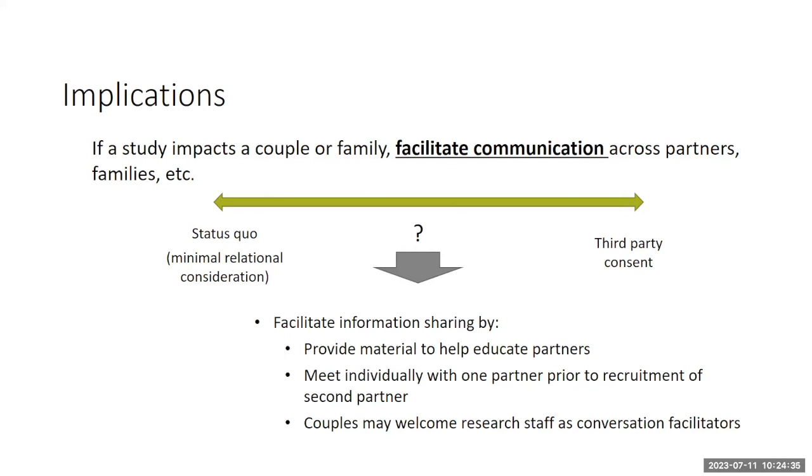This is the same idea. We have this status quo of you don't think about anybody else when you're doing informed consent, versus third party consent. And where I think we can really help build this middle is to facilitate information sharing. So provide materials that participants can take to partners, or to whoever in their lives influences their decisions. If you are doing couple-based or any kind of dyadic research, maybe meeting individually with one partner before talking to both might be helpful. It totally depends on the context, but allow for both: either they learn about it together, or if one is really interested, making sure that partner has the ability to convey the necessary information to their partner.